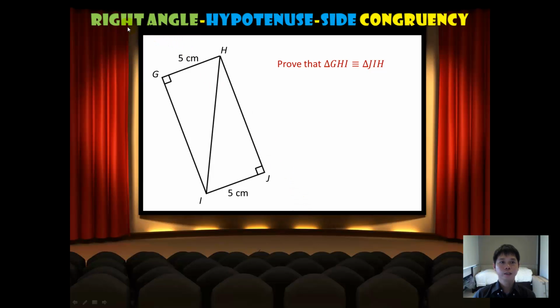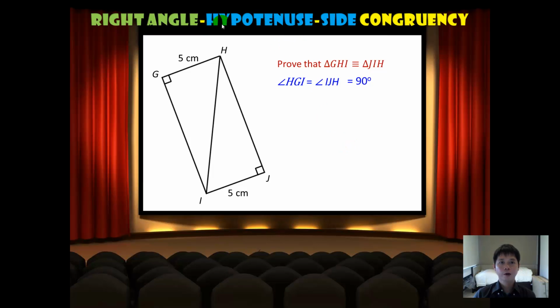We shall now look at the last congruency test, which is RHS, or right angle hypotenuse side congruency test. Now prove that these 2 triangles are congruent. Can we find a pair of corresponding right angles that are the same? Yes, angle HGI is equal to angle IJH, which is equal to 90 degrees.